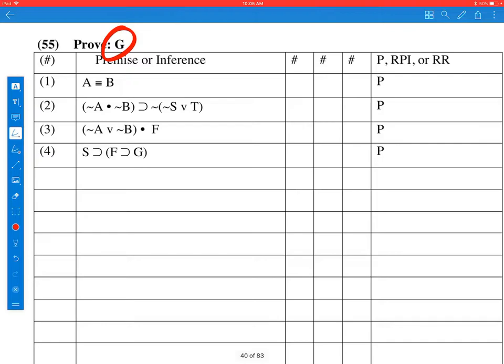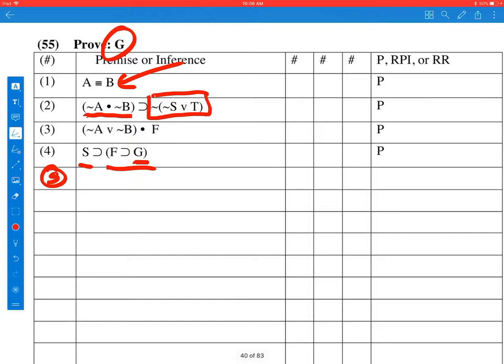Prove G. This one looks fairly straightforward. There's a G right here, which is part of this conditional, so I need to get that. To get that, I need the S. Only place I can get an S is from in here, which means I need an A, a not A, and a not B. So I need to get that.